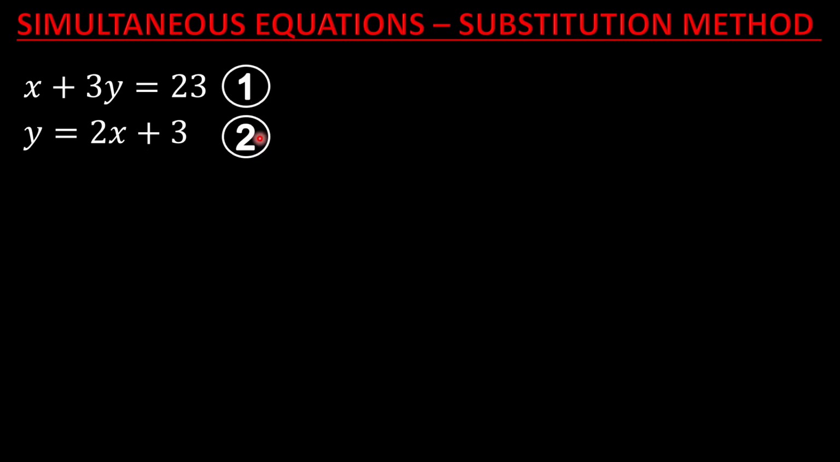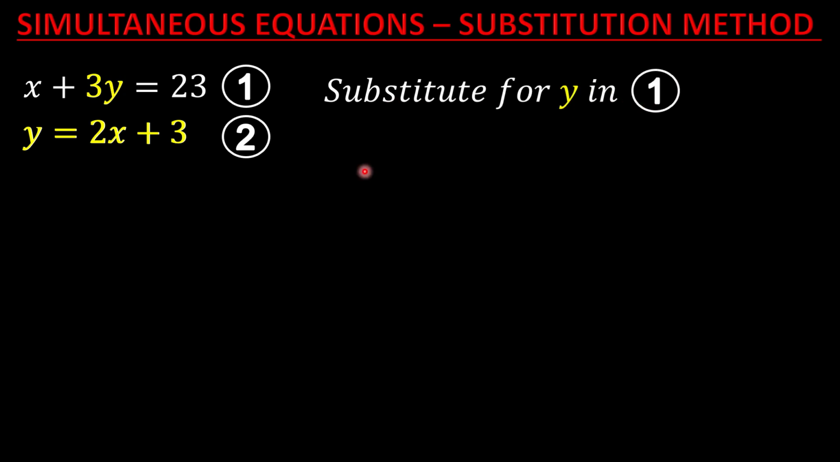In this short video, we're going to use the substitution method to solve simultaneous equations. So here we go. We have two equations, x plus 3y equals 23 and y equals 2x plus 3. Let's label these two equations 1 and 2. Now what do we see in the second equation? We see that y is equal to 2x plus 3. So what we're going to do is, the name is substitution, we're going to substitute for y in equation 1.